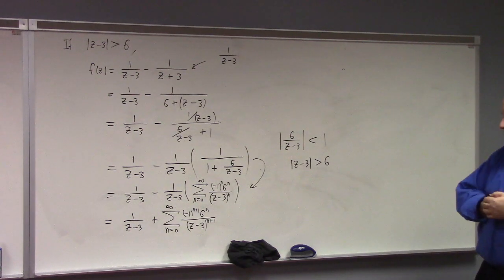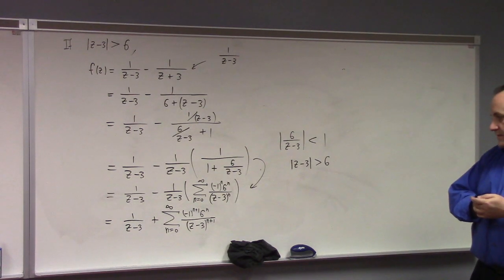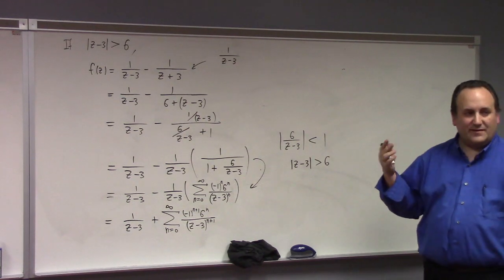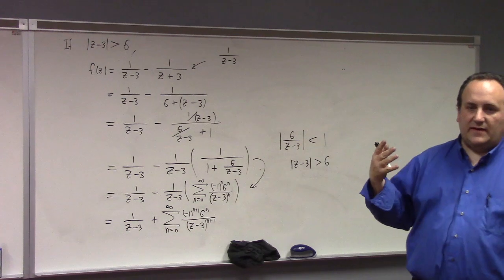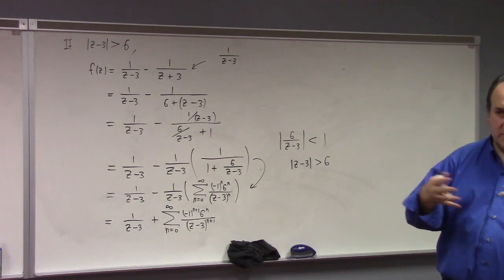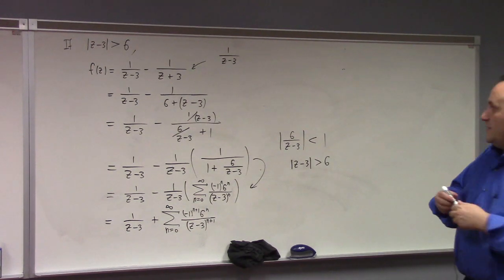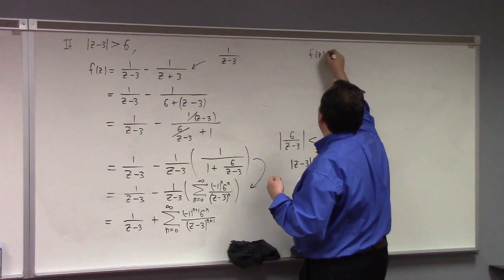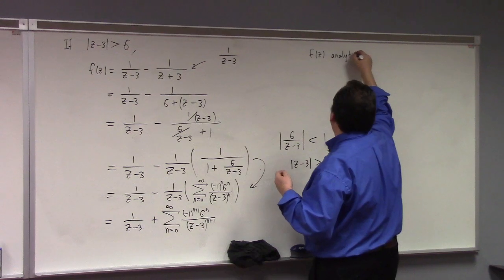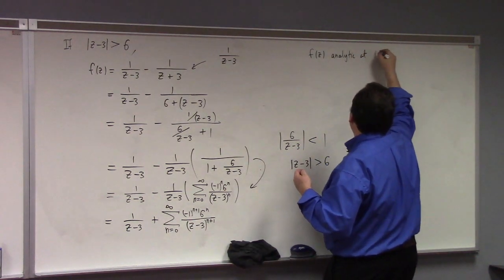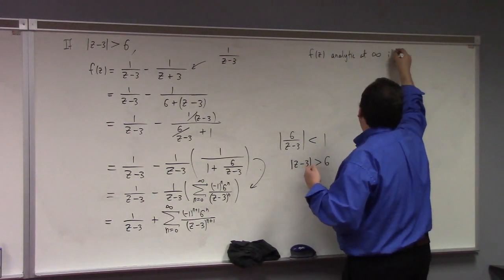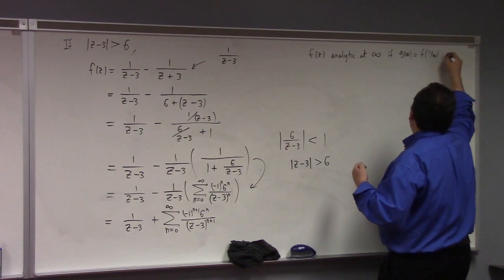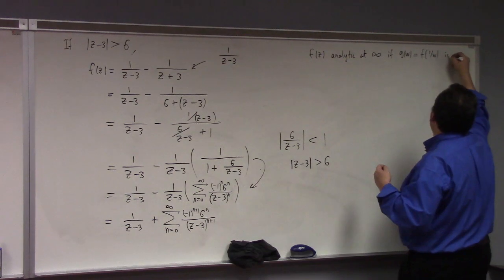Now, we can ask the other question: what about infinity? How do we define singularities at infinity? Do you remember how we define analytic at infinity? We said f of z is analytic at infinity if g of w equals f of 1 over w is analytic at w equals 0.